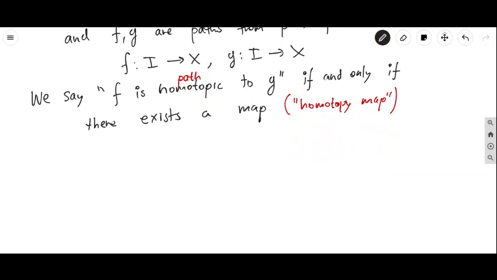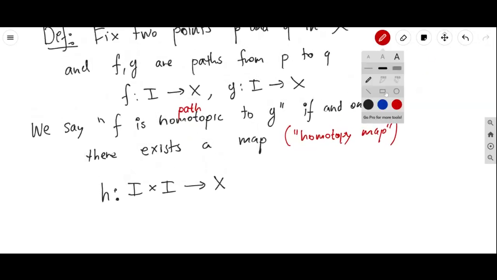Let's call it h, and it goes from I times I into X. So I'm going to do something that will make it a little bit easier to have some intuition. Let's think of the input variable as time. So f of t gives you something in X. And with a homotopy, notice you have two I's, right? You have a product of two I's. You're going to think of this as time, and you're going to think of this as s. This is going to be time, and this is going to be, I'm going to call this interpolation.